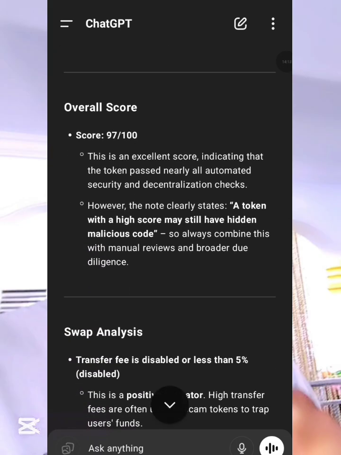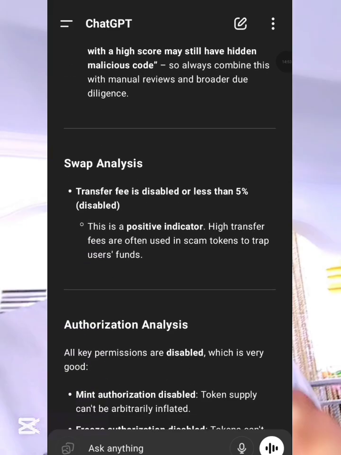You can see an overall score of 97 over 100. This is an excellent score, indicating that the token passed nearly all automated security and decentralization checks. However, the note clearly states a token with a high score may still have hidden malicious code. So even though it scored 97 out of 100, we still need to be mindful. We can still do more research, but all in all, it has a good score.